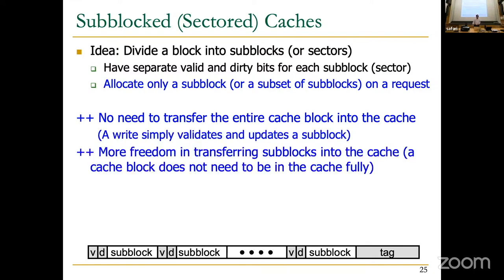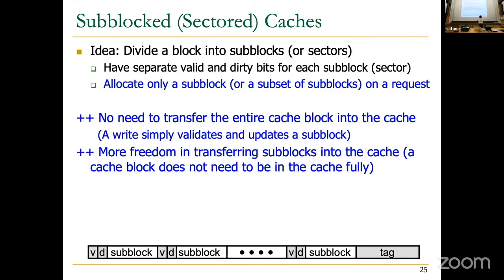Now, there's also another benefit, because now you have more freedom in transferring sub-blocks into the cache. A cache block does not need to be in the cache fully. We reduce the granularity of management. The granularity of management was 64 bytes. Now we actually are doing 4 bytes at a time because that's our sub-block granularity. And whenever you fetch something, you just fetch whatever 4 bytes you may need, or whatever pattern of 4 bytes that you want, assuming you can predict that. So this gives you a lot of flexibility right now.